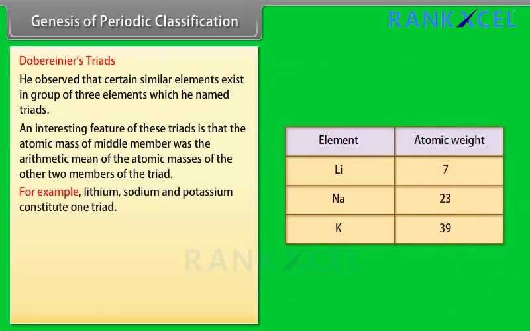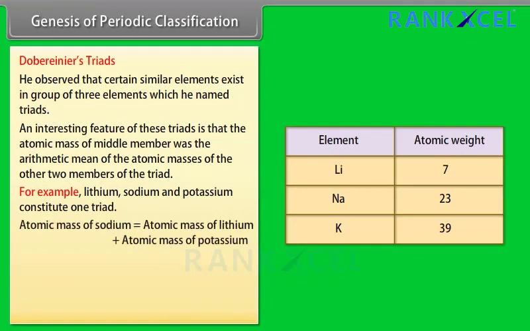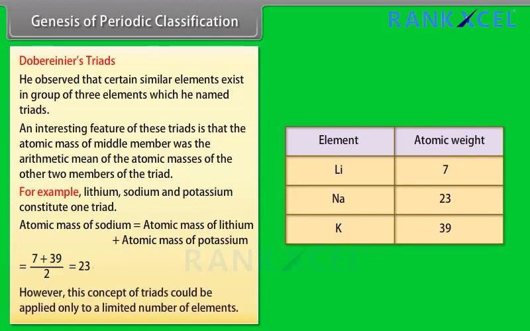For example, lithium, sodium and potassium constitute one triad. Atomic mass of sodium is equal to the atomic mass of lithium plus the atomic mass of potassium, divided by 2, which is equal to (7 + 39) / 2 = 23. However, this concept of triads could be applied only to a limited number of elements.